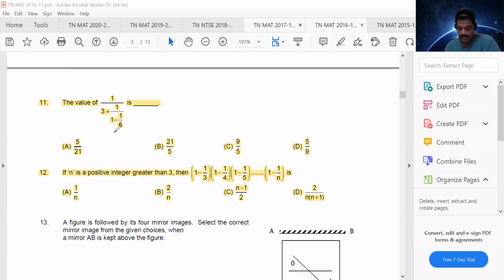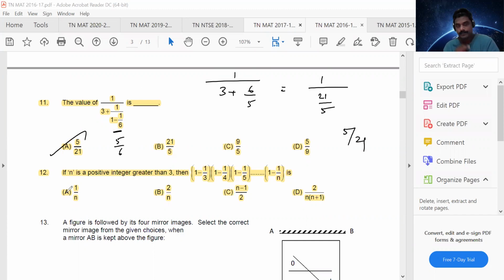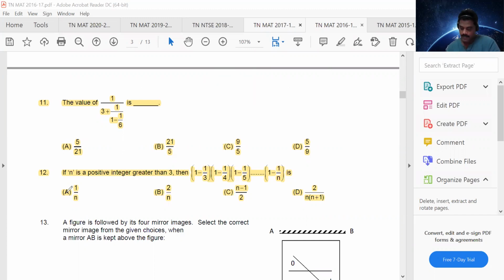1 minus 1 by 6 will become 5 by 6. So 1 by 5 by 6 will become 6 by 5. Again upon LCM, this will become 21 by 5. Simple. You have already done this type of model also. Now, moving to the next one. If n is a positive integer greater than 3, then.